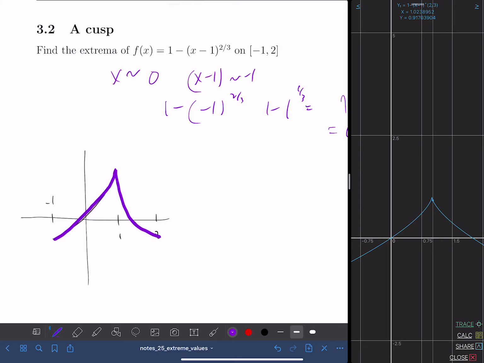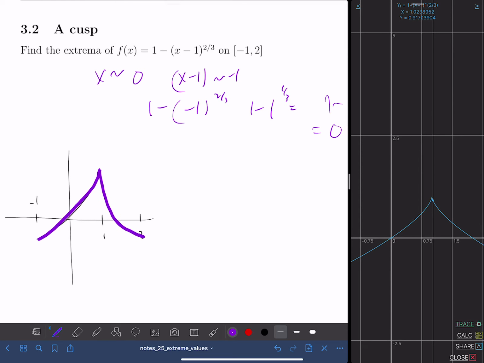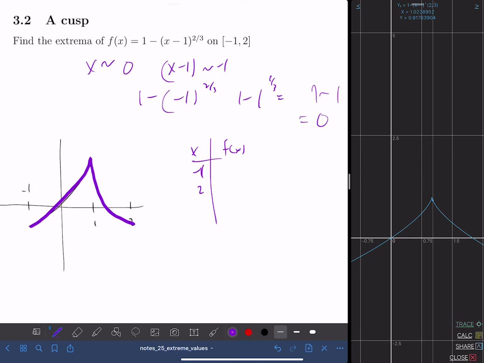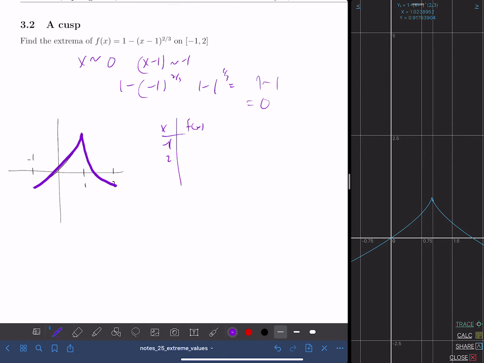Okay, so let's start by building a table. X, f of x, -1, 2. Can't possibly forget those boundary points this way. The next thing we need to do is consider f prime of x, because we need to add the critical points.